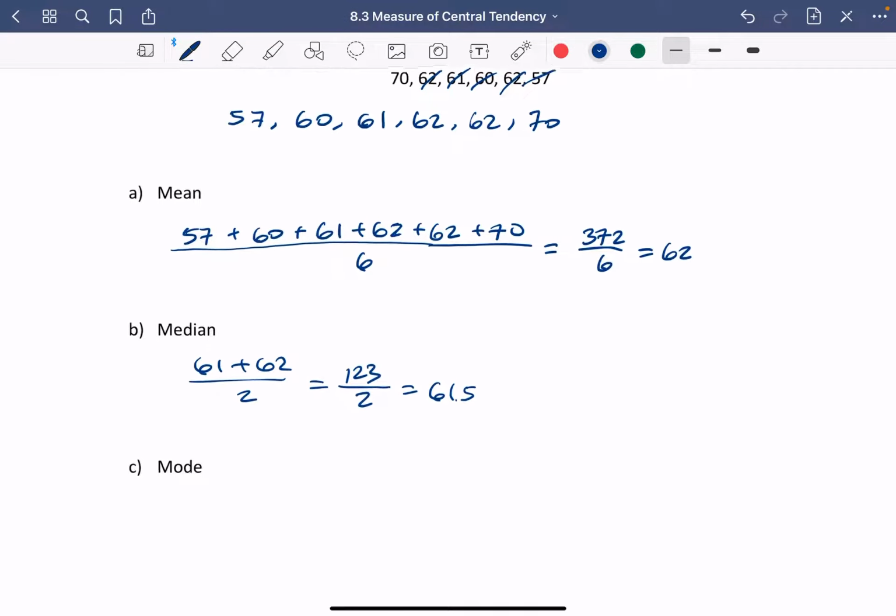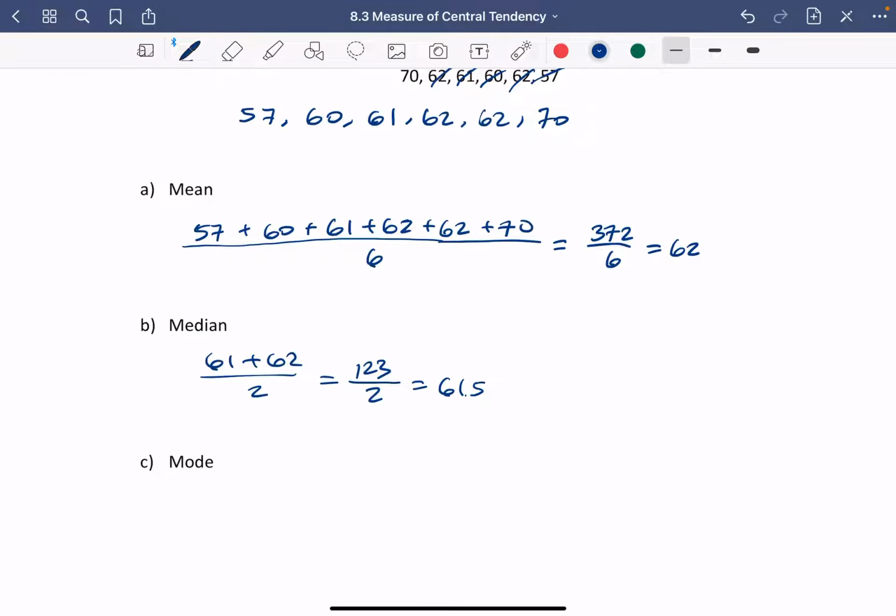Okay, last one, mode. Which number appeared most frequently? All of the other numbers only appeared once, except 62. So 62 appeared twice, and our mode will be 62.